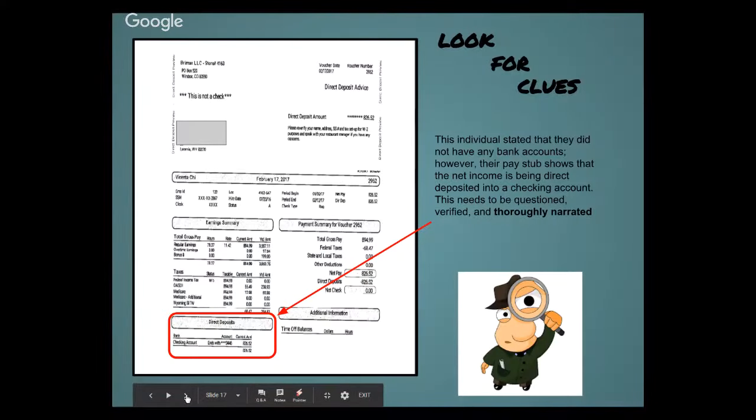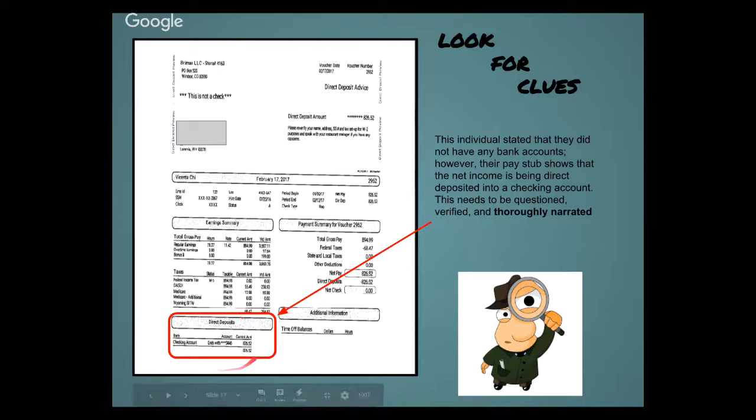All right, so some more look-for-clues when we're looking at assets, and this is something I pulled from a different training that we had. Check pay stubs. If someone states that they do not have a bank account, they don't have any checking or savings accounts, but then they turn in a pay stub and it shows a direct deposit in the bottom corner of that pay stub, and this one shows checking account ends with 3446 and the amount that was deposited, that's questionable. That's something that we need to follow up on.